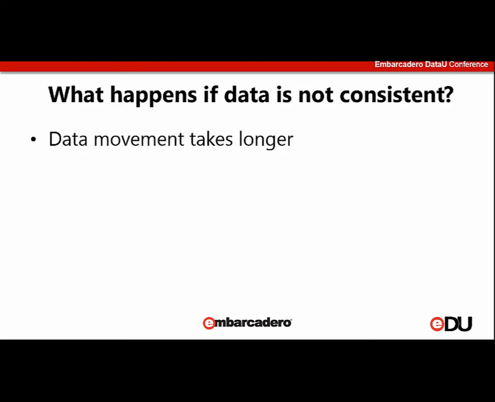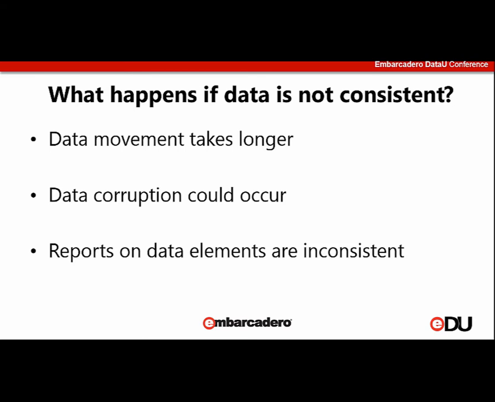So what happens if data is not consistent? Data movement takes longer. Data corruption could occur. There could be a chance during the conversion process which the data could change. If I'm moving from a character to an integer, those don't always move consistently. So you have to change the character, convert it to an integer, and things there are not going to be proper. The reports on data elements are inconsistent. If the data doesn't fit, then you need to truncate the data, which could lead to inconsistencies in the data.